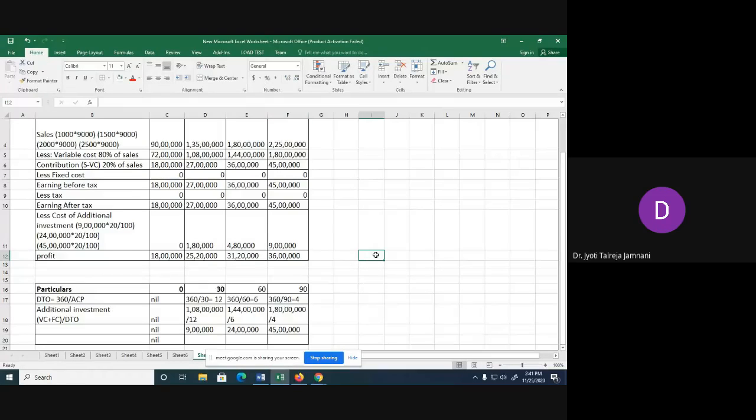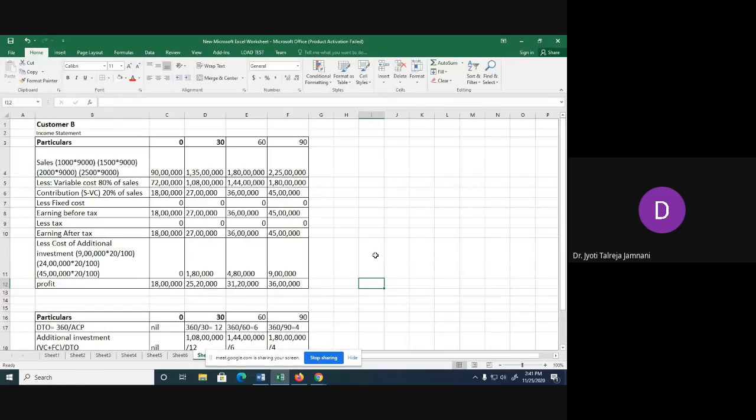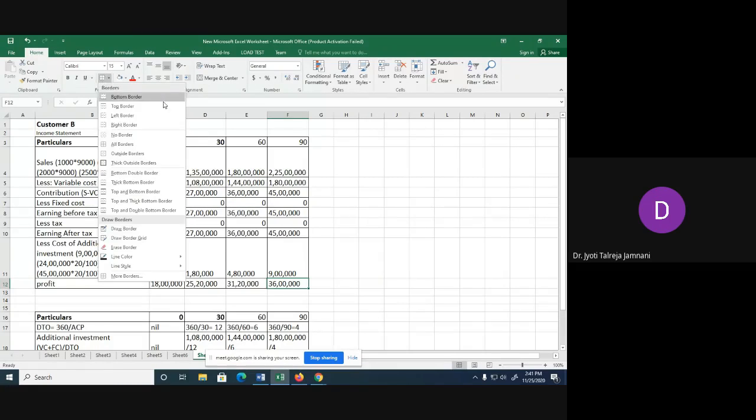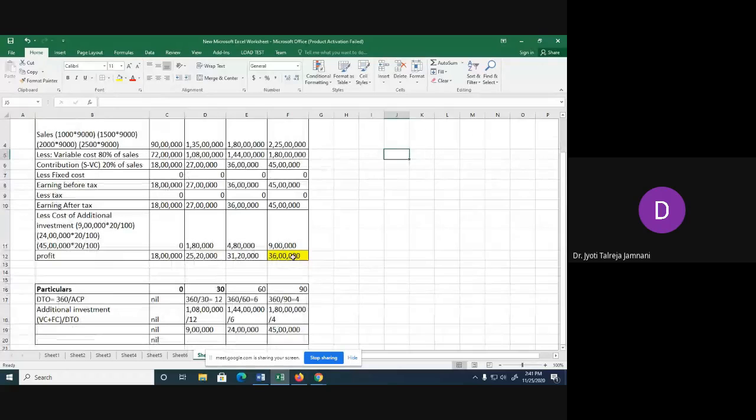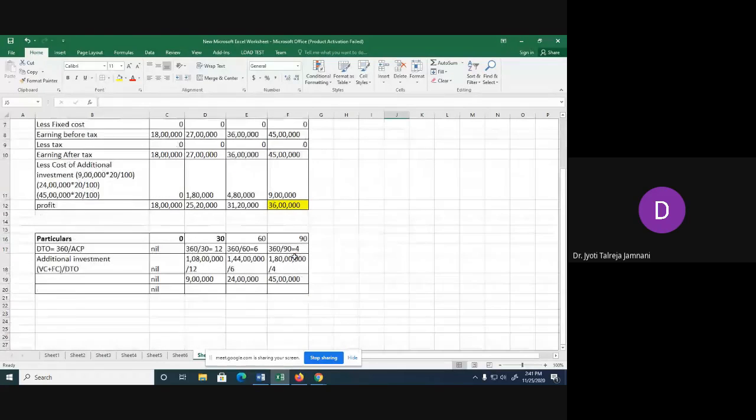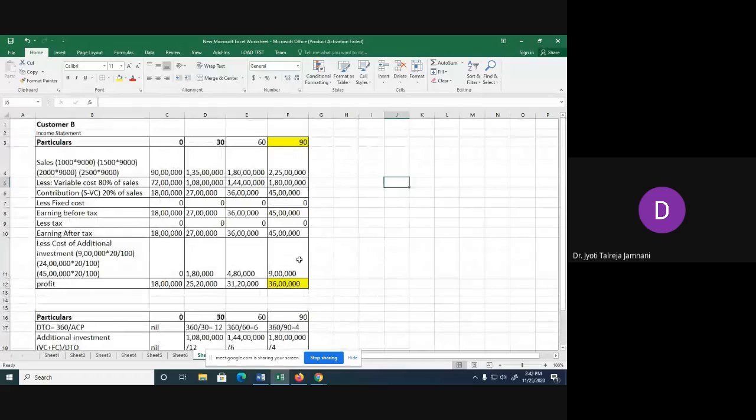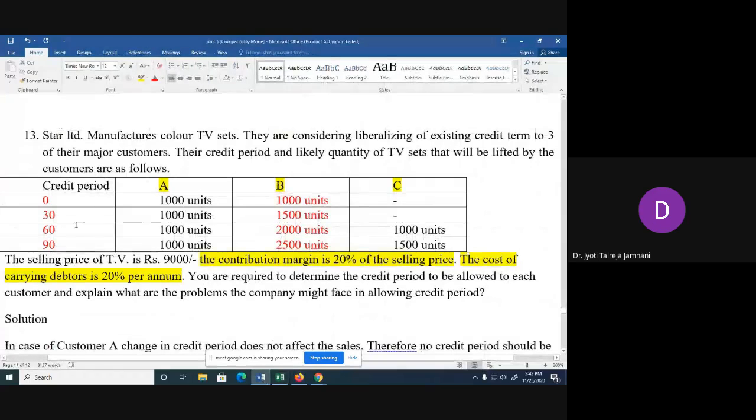Now look at the profit and tell me which option has the highest profit. Last, ma'am, 90 days. So we are going to provide 90 days credit to customer B, because when we provide 90 days credit to him, our profit is maximum. We are earning 36 lakh rupees profit, which is beneficial for the company. So for customer B, we have finished and we have decided that we will give him 90 days credit.